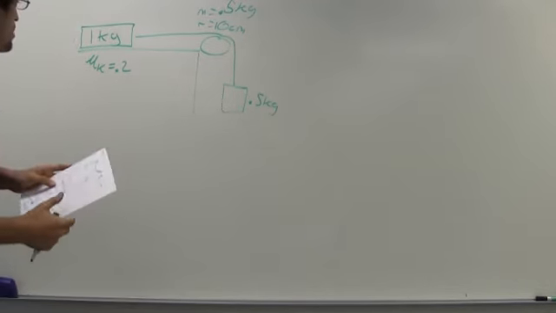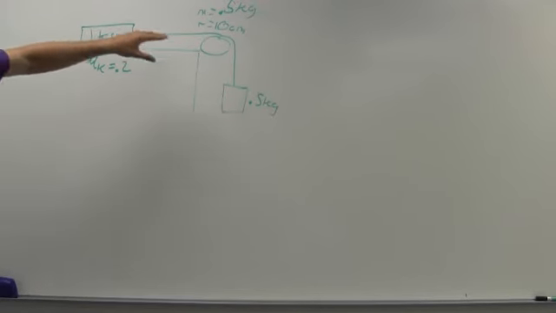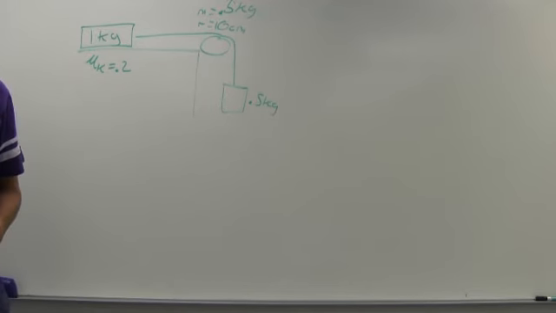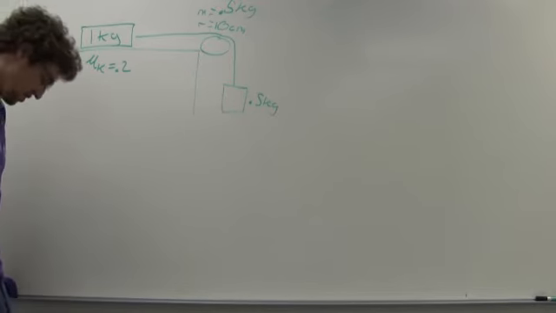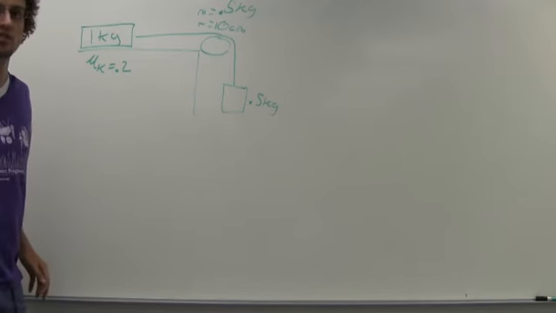All right, so here we have kind of a complicated system. We've got two connected blocks and a pulley. In this case, this isn't a massless frictionless pulley. This is a pulley that has mass, so we have to consider that when we're talking about it. What we're looking to find is the acceleration of the two blocks.